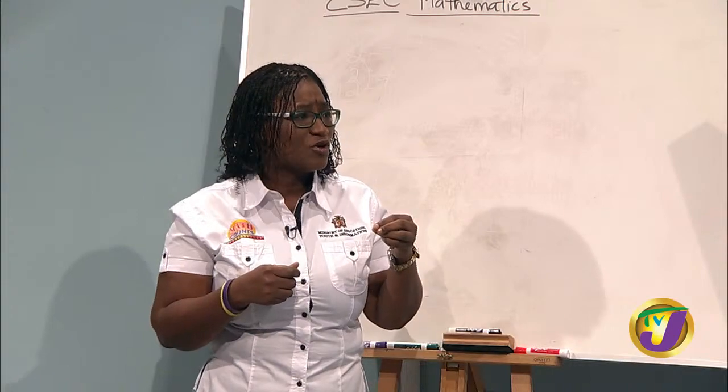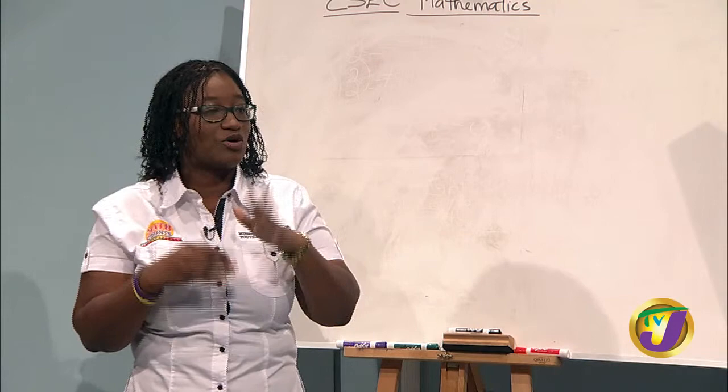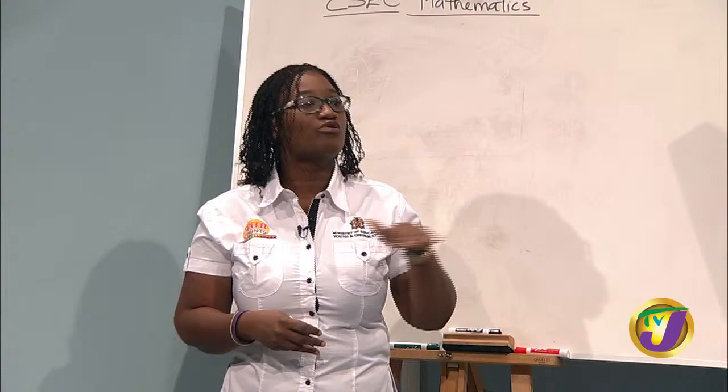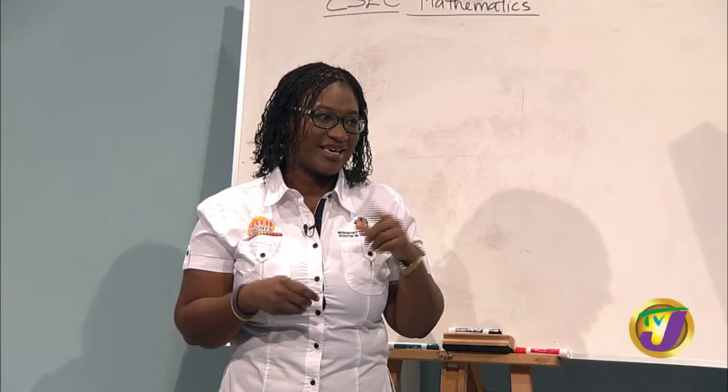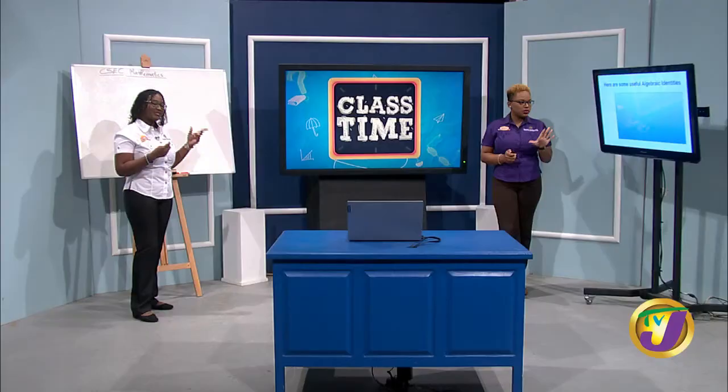Very useful, even as we contemplate algebraic proofs. So there are about four of them, and we're going to see how best we can prove that these identities really hold. Because we don't take anything on hearsay, not so around here.